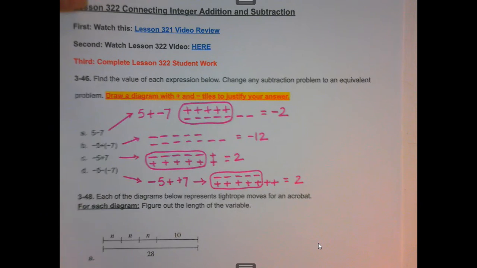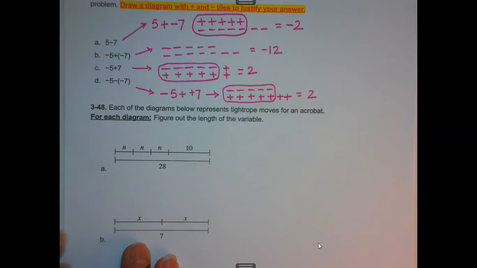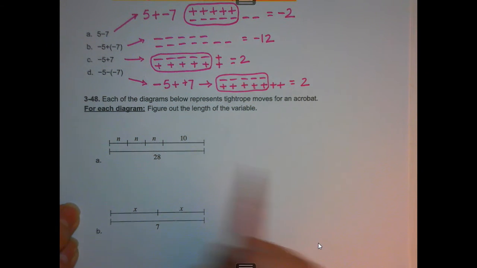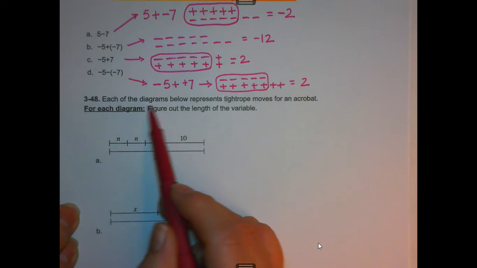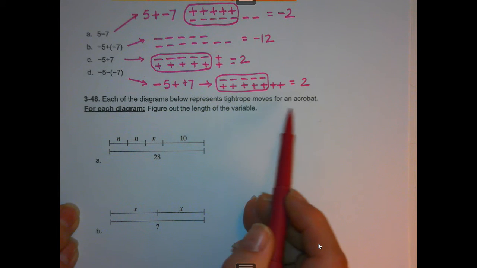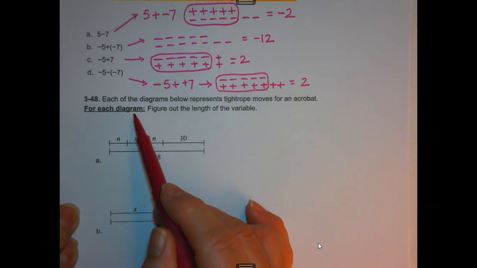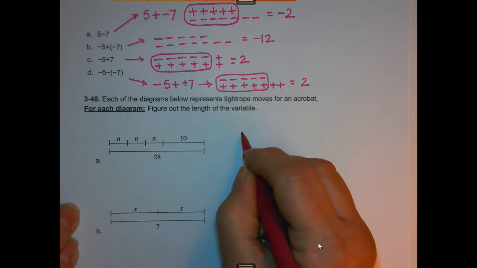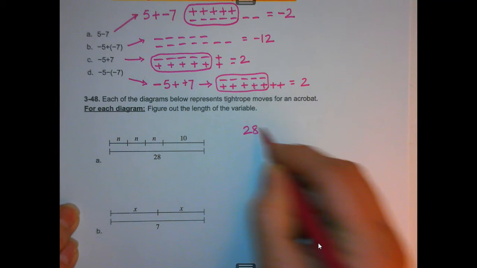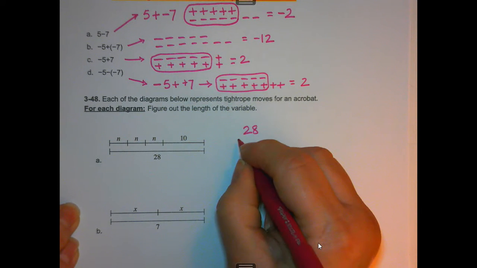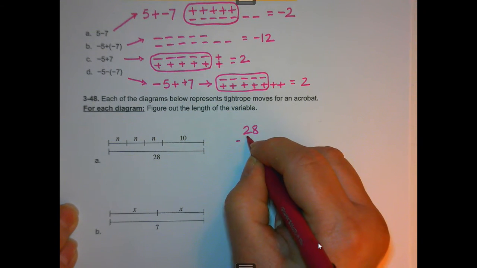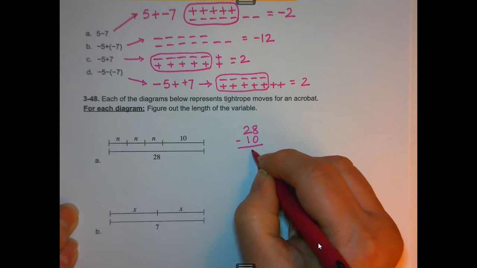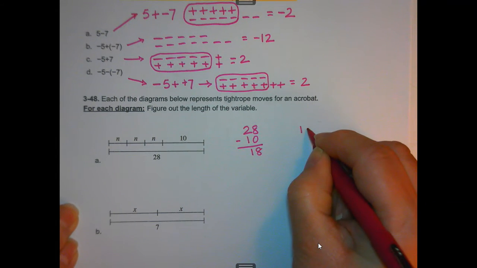And then we're going to scooch this up a little bit so we can take a look at these number lines or line segments. Each of these diagrams represents tightrope moves for an acrobat. For each diagram, we need to figure out the length of the variable. For this problem here, I know that my whole length is 28. I know that part of it is 10. So I subtract my knowns and I end up with 18.